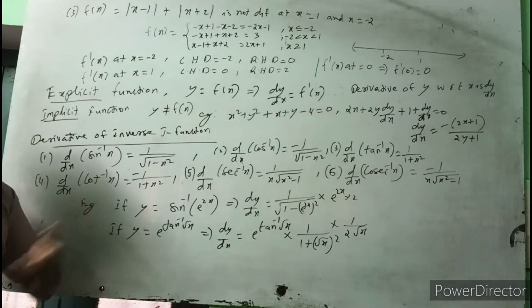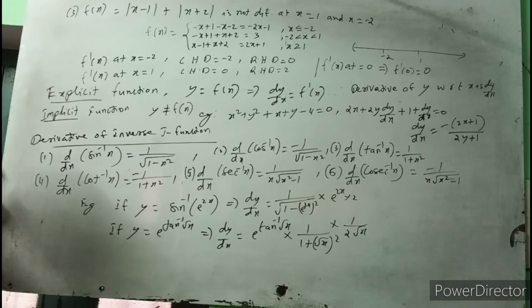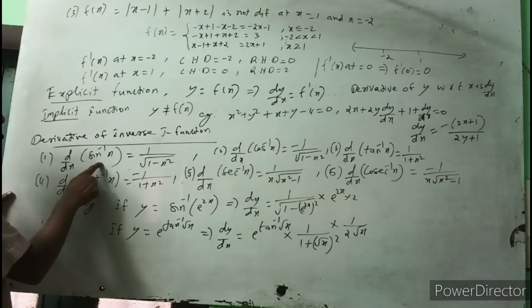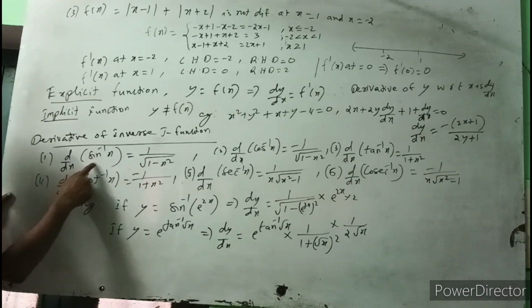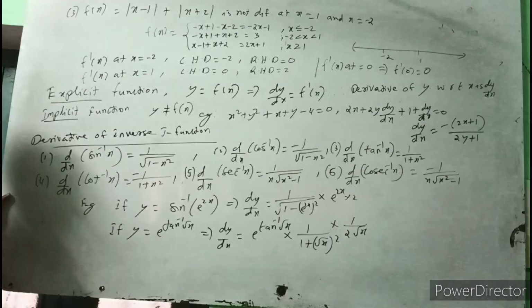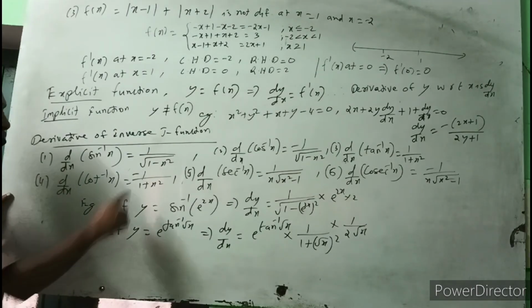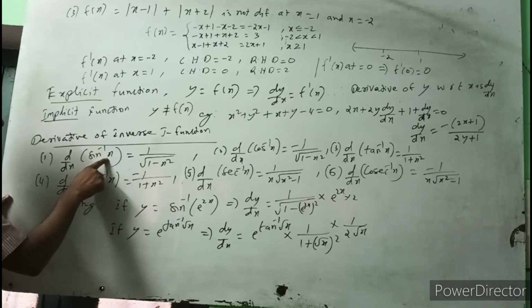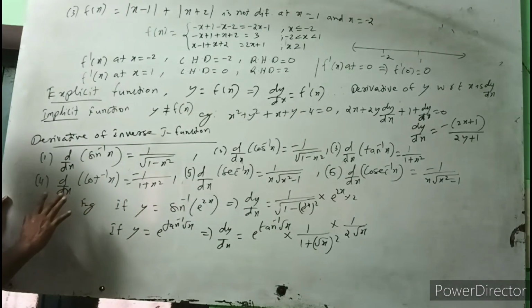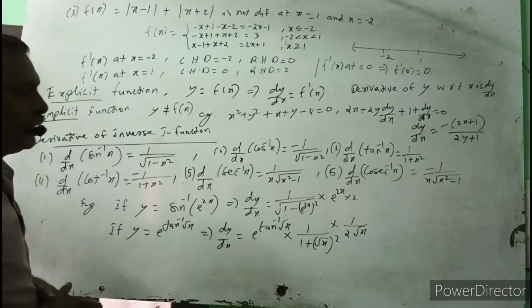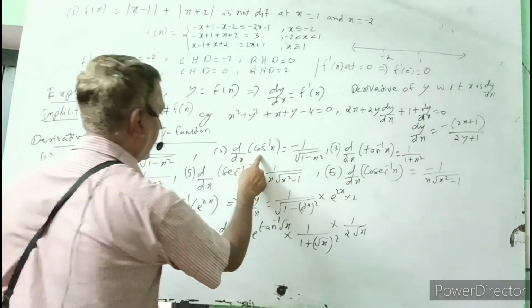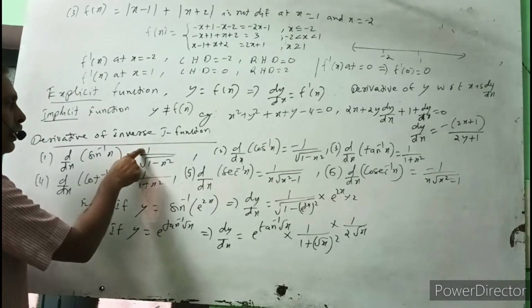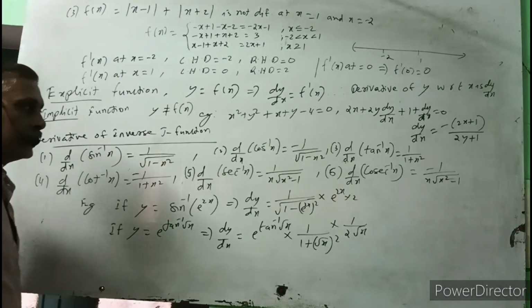Now there are a few more derivatives left, for inverse functions. The derivative of sin inverse x is 1 upon root of 1 minus x square. Keep in mind, derivatives are defined only for the domain. Here the domain is minus 1 to 1; x must be between minus 1 and 1. Similarly, the derivative of cos inverse x has a negative sign: minus 1 upon root of 1 minus x square.